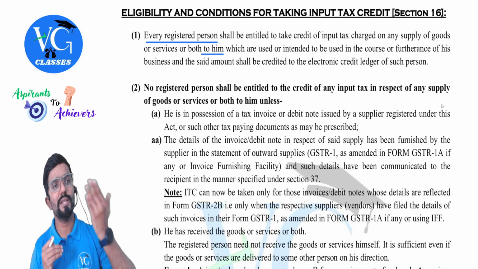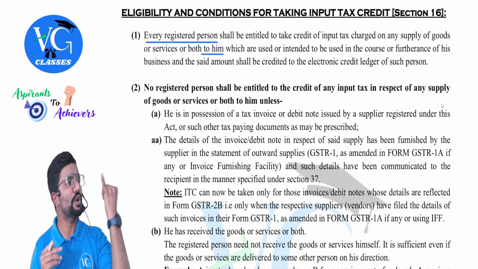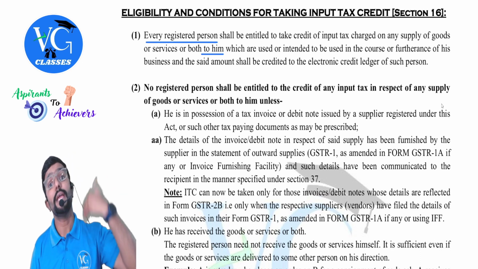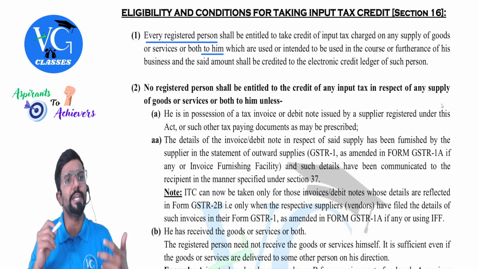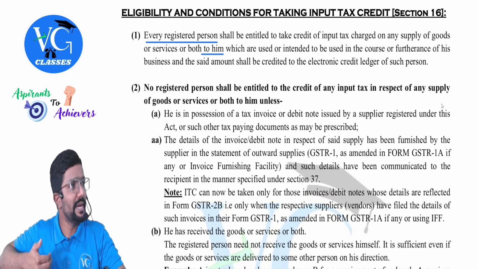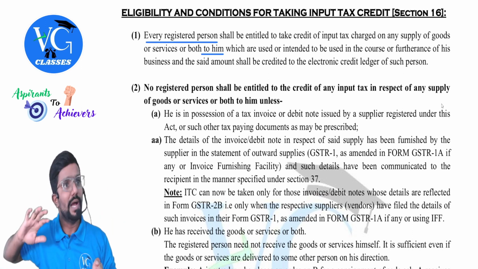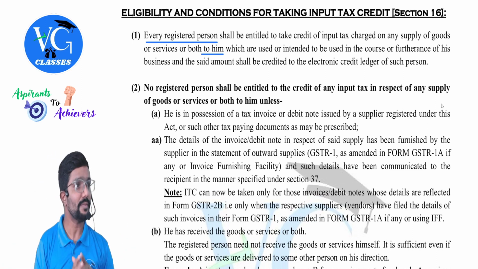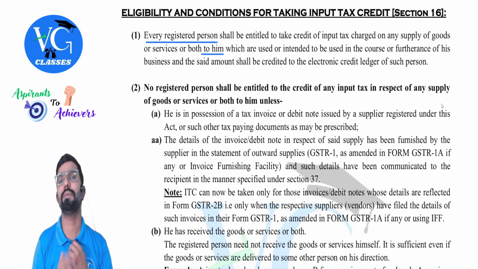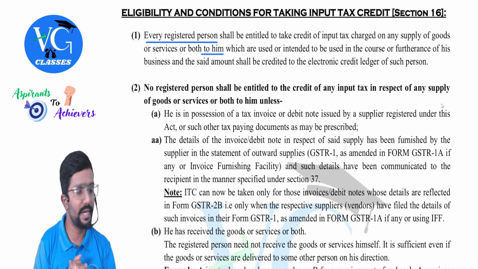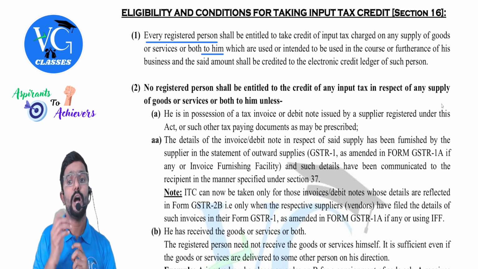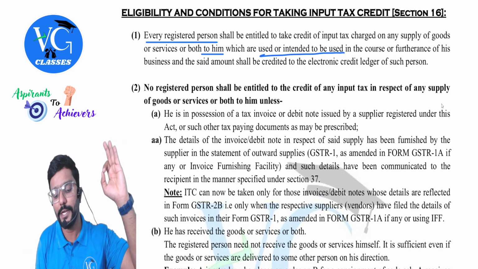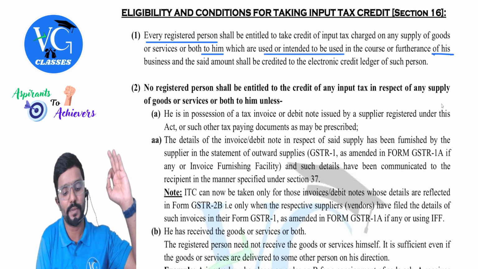And whatever inward supply is taken, either of input or input service or capital goods, should be used or intended to be used. Intended to be used means what? I have not used it immediately. For example, I have purchased capital goods now. I will start using it in the next month. Can I claim the credit now itself? Yes. If I have an intention to use it in the business, I can claim the credit, guys. Okay. Of his business. So it should be used for business, guys. Used or intended to be used for business purpose.